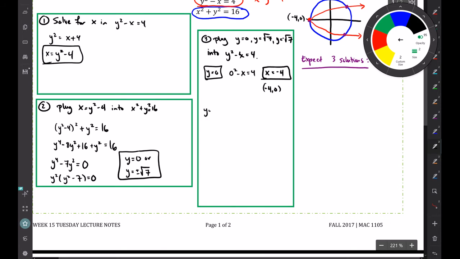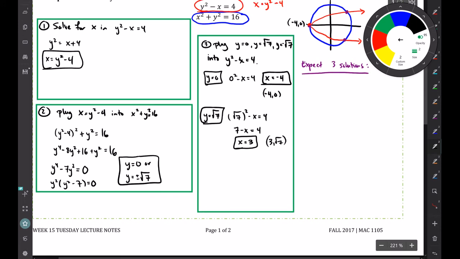If y equals the square root of 7, then I'm getting square root of 7 squared minus x equals 4. So that's 7 minus x equals 4. So that's x equals 3. So 3, square root of 7 is a point there, and I guess that would be this one.